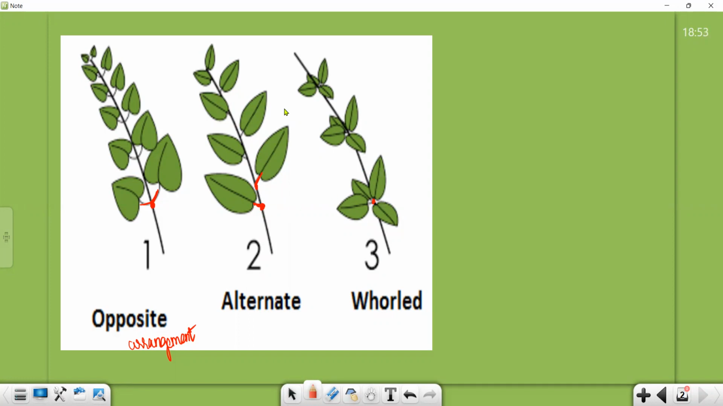Yeah, ma'am. Okay, so at a single point, if three or more leaves are there, then it is called whorled arrangement. So based on the arrangement of leaves, we have classified three types. First one is opposite arrangement.